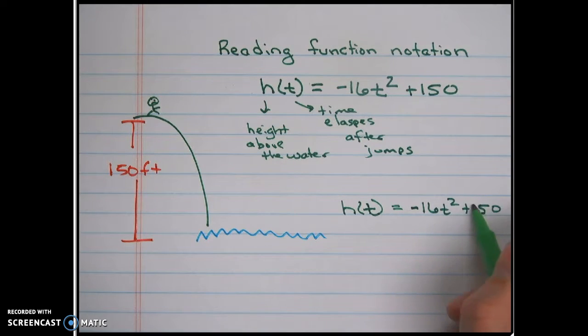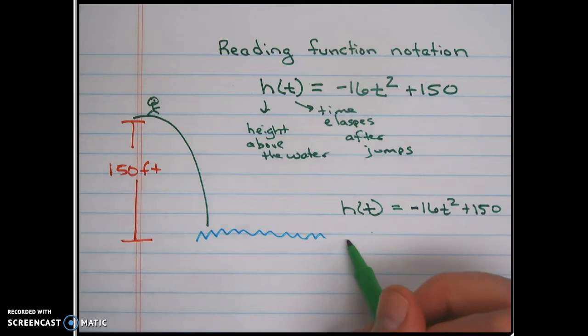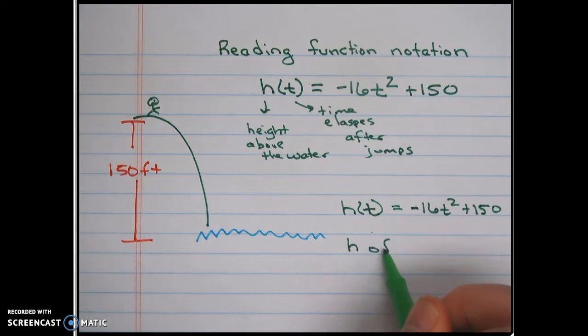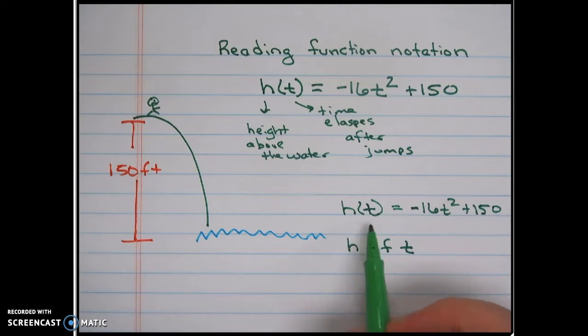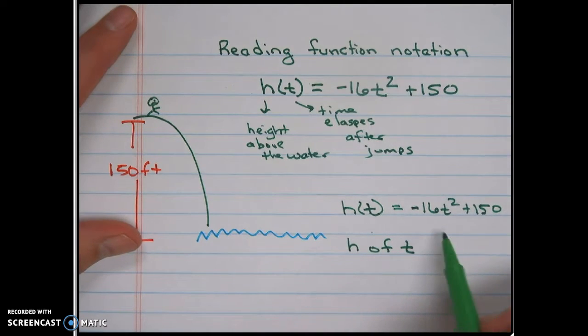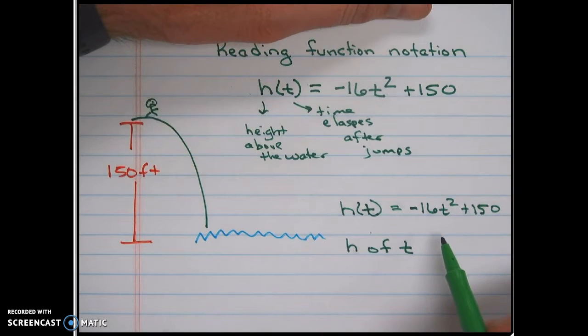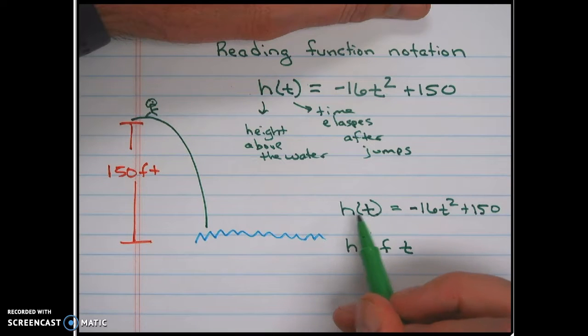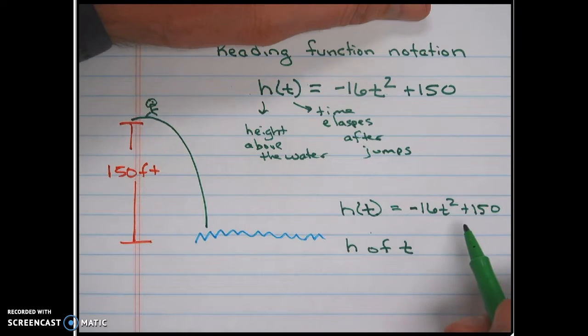And so the way you would read this is you would say h of t. When you see the h and the t together, h of t equals negative 16t squared plus 150. Height depends on time is what it means. My height depends on time based off of this.